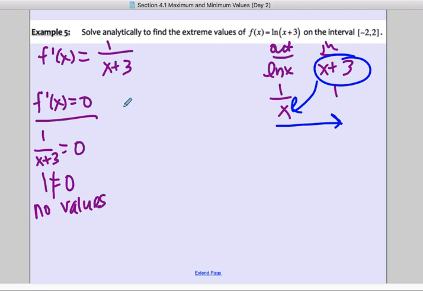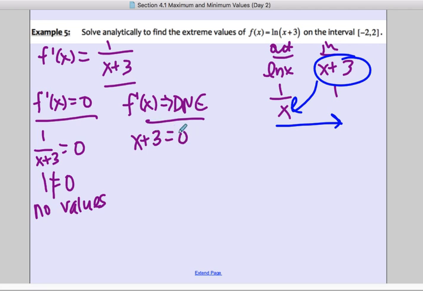Then we just have to ask ourselves, where does our derivative not exist? I see it's a fraction. I see I have a variable in the denominator, so I have to say what number can I not plug in? So I set it equal to 0. So x will equal -3. Okay, can't plug in -3. -3 plus 3 will be 0, and you can't divide by 0.